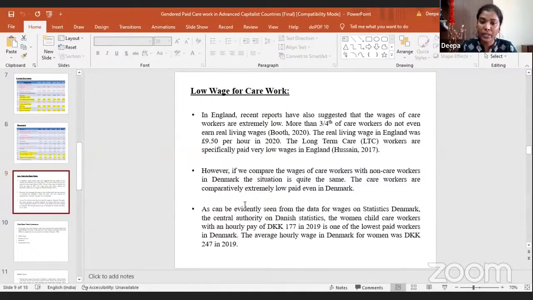However, if we compare the wages of care workers with non-care workers in Denmark, the situation is quite the same. The care workers are comparatively extremely low paid even in Denmark. As can be evidently seen from the data for wages, women childcare workers were being paid hardly anything more than, or even less than, the average hourly wage in Denmark for women workers.